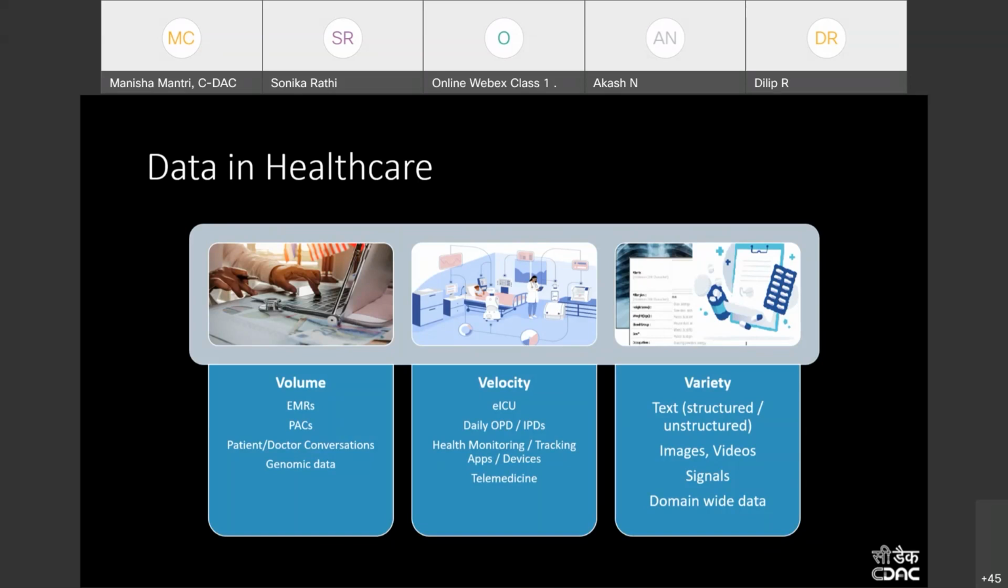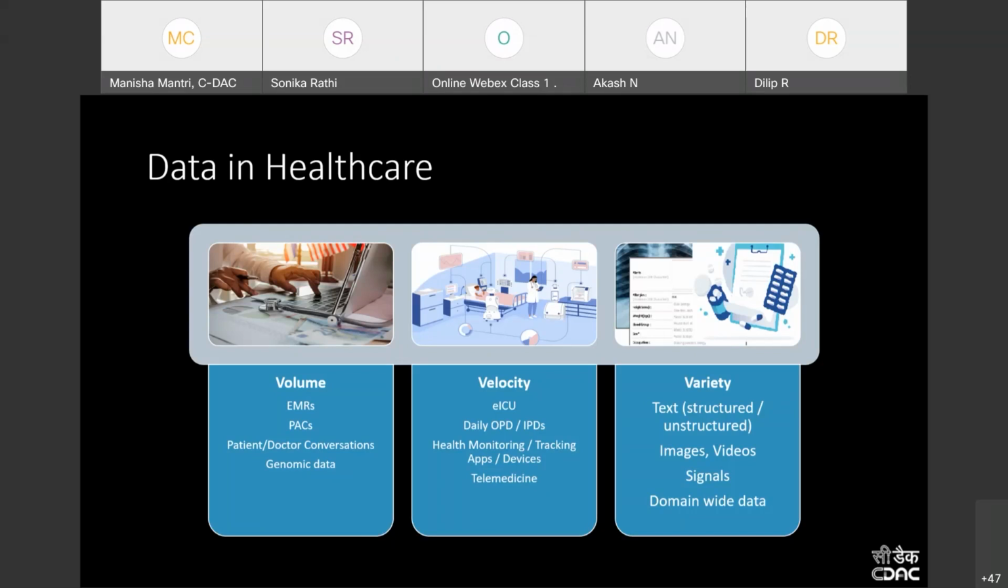Then when we look at velocity, it's about the speed of data processing. In healthcare, we know how critical the ER systems are and how the ICU works, where continuous time series data is getting generated. We have daily OPDs, IPDs, health monitoring, tracking apps for health devices, and telemedicine. So there is huge data velocity. And talking about variety, yes, we have structured as well as unstructured data in healthcare. We have medical images, videos, signals, and a lot of domain-wide data.